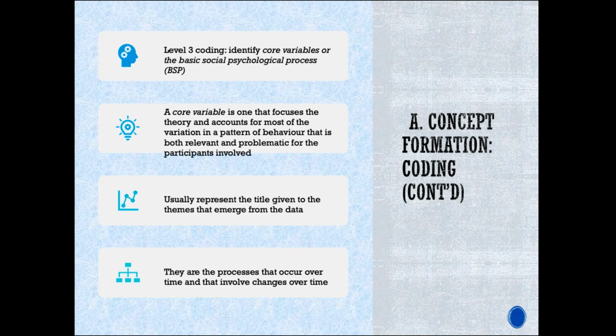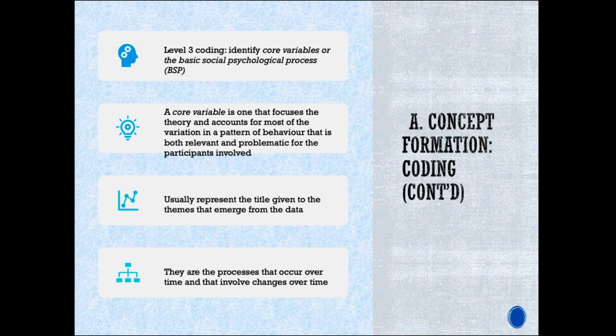Core variable is one that focuses on the theory and accounts for most of the variation in patterns of behavior that is both relevant and problematic for the participant involved. So usually they represent the type given to the theme that emerges from the data, and they are the process that occurs over time and that involves changes over time.